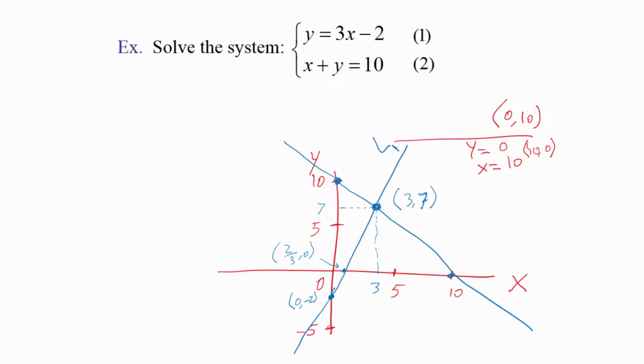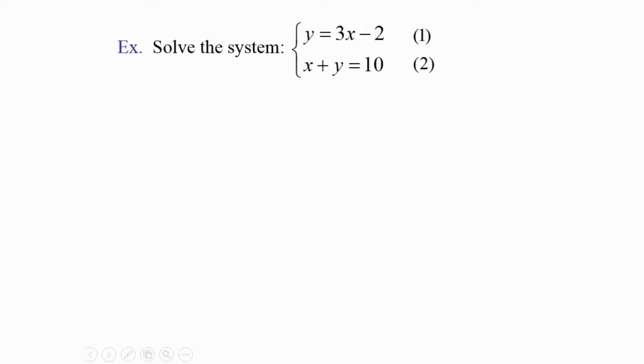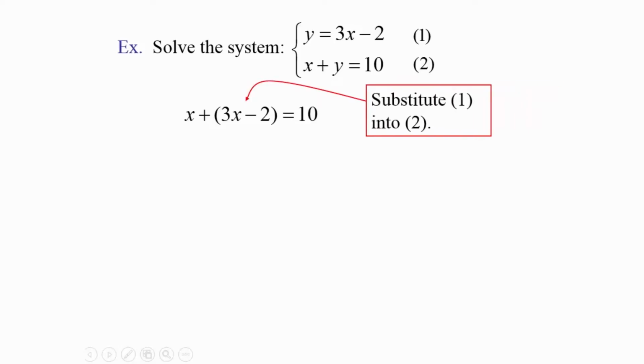So this is one, the relationship between the two lines where you have a unique solution. Okay, let's see what they did. Again, in the second equation, they plug in for y, 3x minus 2. Substitute 1 into 2. Then 4x equals 12, x equals 3.